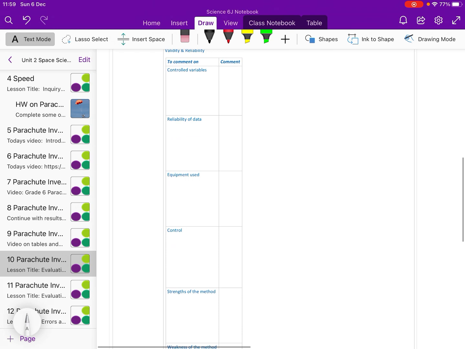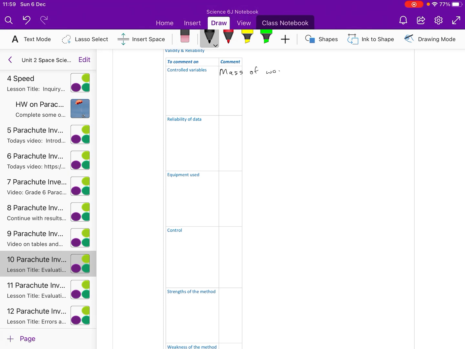So go back to your plan and see what your control variables were. You probably had control variables like the mass or the weight of the wooden block thing. Yeah? So, how easy was it to keep that the same? You probably used the same block, which didn't change throughout.